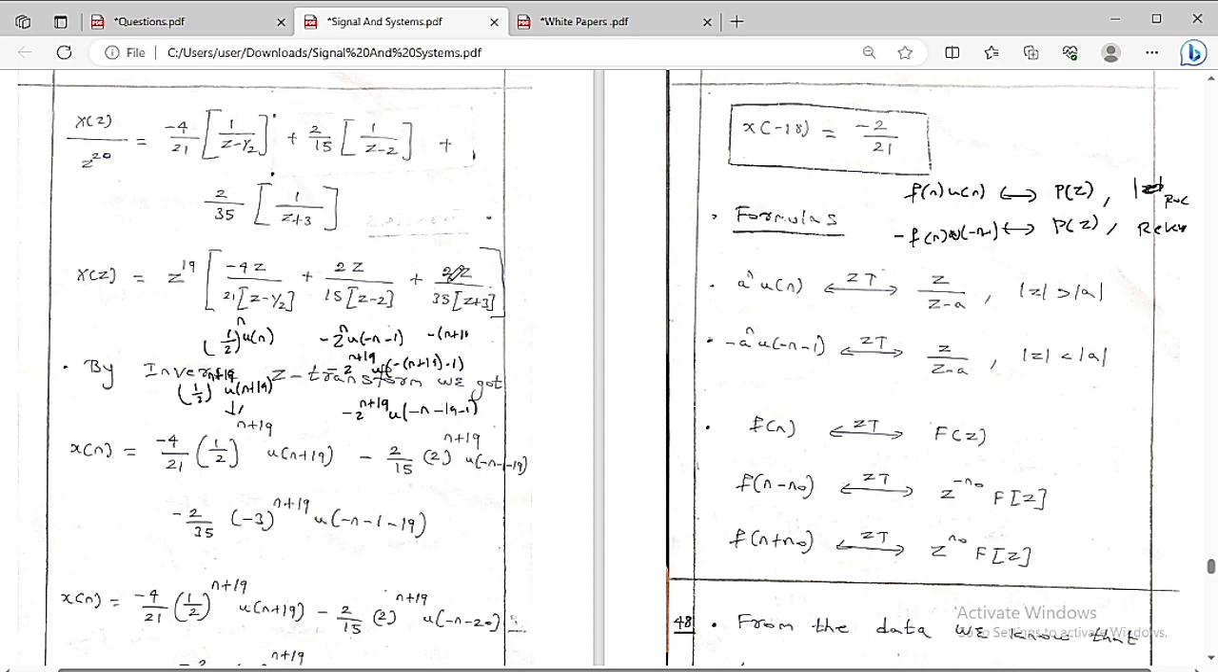Now the constant is 2 by 35. Take it outside, 2 by 35, and it is equal to minus 3. We are going to get the left-sided signal, since the ROC is inward. So what is the value of A? A is nothing but minus 3, as you can see, A is equal to minus 3.